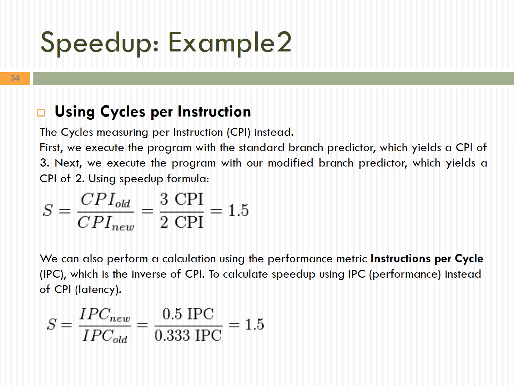We can also perform a calculation using the performance metric instructions per cycle, IPC, which is the inverse of CPI. To calculate the speedup using IPC performance instead of CPI latency, we use the formula and substitute 0.5 IPC divided by 0.333 IPC, and the answer is also 1.5.